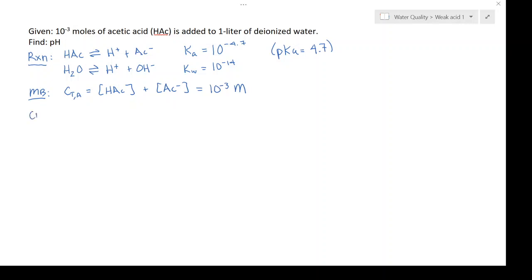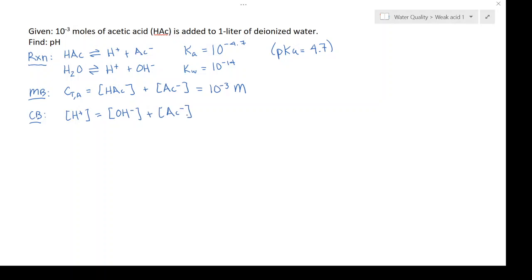Next step is to write out the charge balance. In the charge balance, I always put the positively charged ions, the cations, on the left side. In this case, I can see that the only positive ion I have is hydrogen ion, so I'll put that there. And then on the negative side, I have hydroxide and acetate.